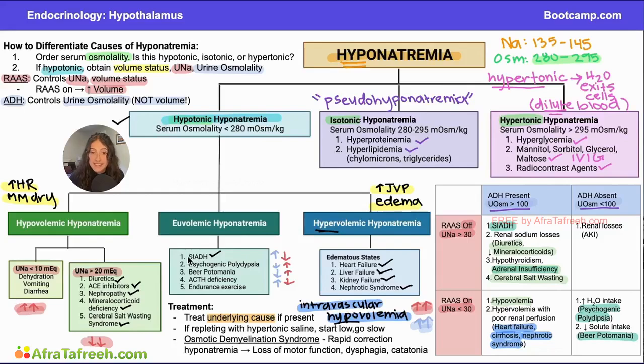If someone has SIADH, however, should we give them normal saline? If you said no, you would be correct, because if we give them normal saline, their antidiuretic hormone is just going to hang on to all that water. And since their RAS system is off, we're not going to hang on to any of the sodium. So effectively, you've just given them a bunch more liquid to dilute their blood, and you're going to make their hyponatremia incredibly worse if you give someone with SIADH normal saline.